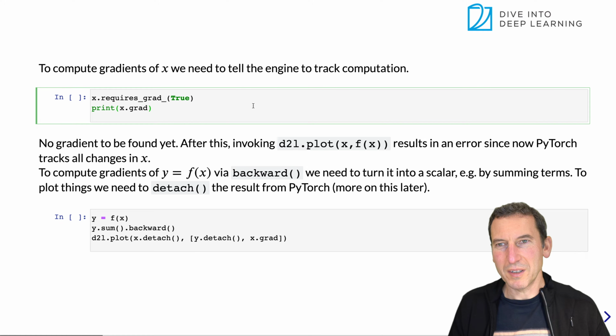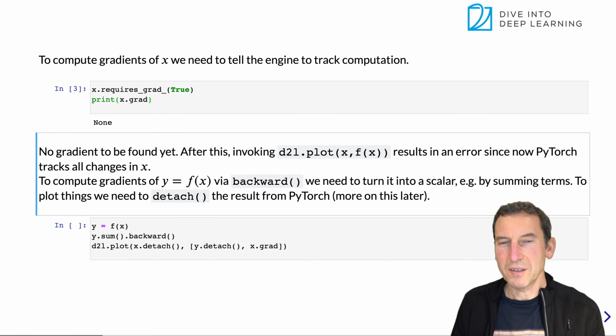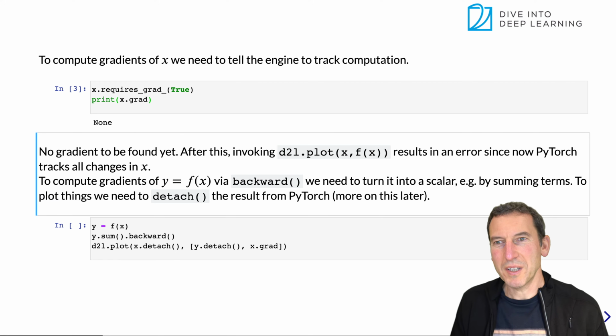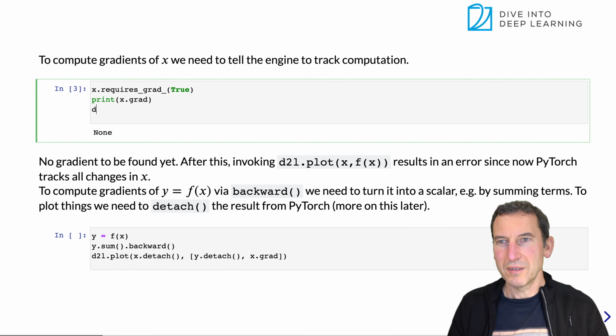The interesting thing happens when I want to compute a gradient. The first thing I need to do is tell PyTorch that x is a variable for which I might want to compute the gradient. So I need to set the flag requires_grad. This internally turns on compute graph tracking for the gradient. But if I print out the gradient, nothing can be found yet. Mind you, if I were to invoke d2l.plot of x and f, this would fail. So let's actually check what happens. Then it will fail.